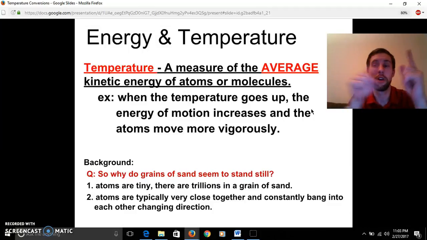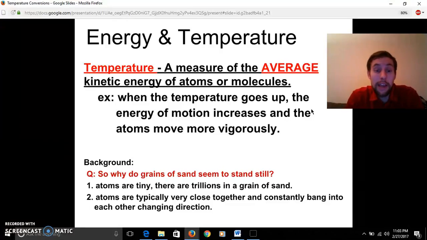So slow movement means it's a cold object. As they start having a higher temperature, that means they're moving faster. This faster movement causes a higher temperature. That's a higher average speed of those atoms or particles.